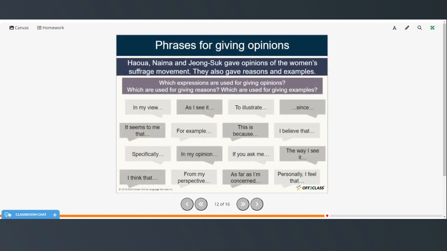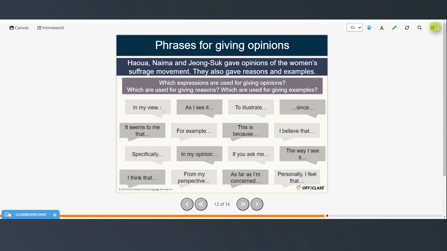All right, these are some phrases that you can use for giving opinions, and they also gave reasons and examples. So, which of these expressions are for giving opinions, which are for giving reasons, and which are for giving examples? So, we'll start with opinions, and we'll make that in blue.